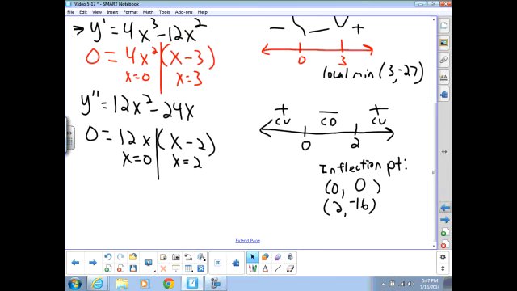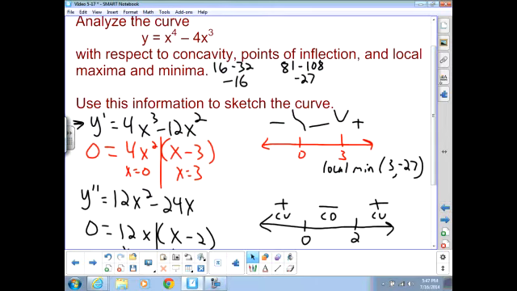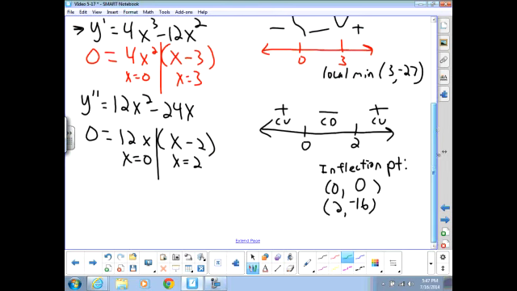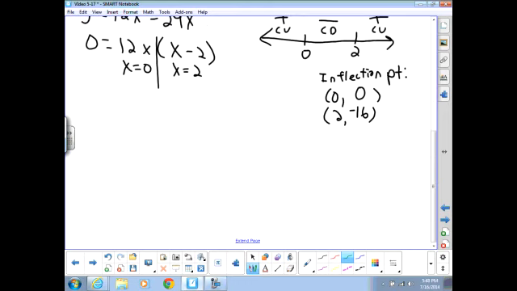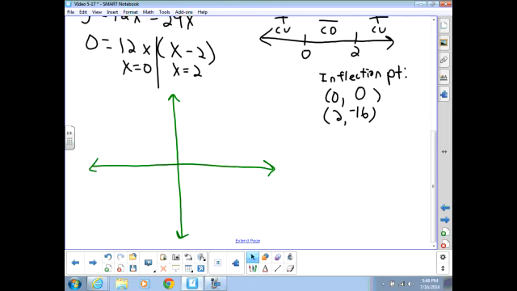So we have found our concavity. We found our points of inflection, and we found our local minimum and maximum. In this case, we just had a minimum. Now we have to sketch the graph. So plot your inflection points and your maxes and mins. So we've got 0, 0. We've got 2, negative 16. And we had 3, comma, negative 27 as our minimum.